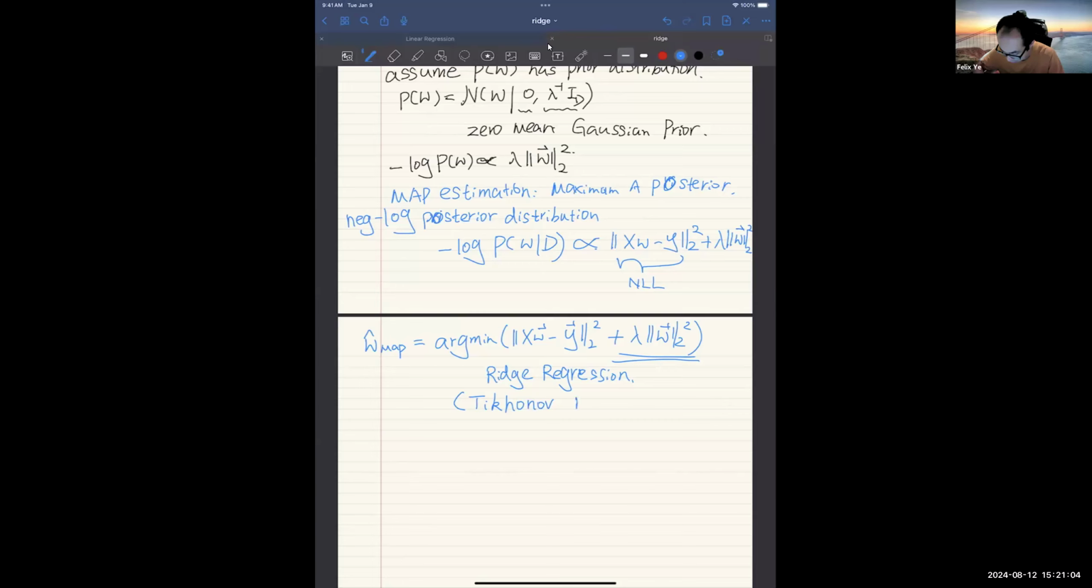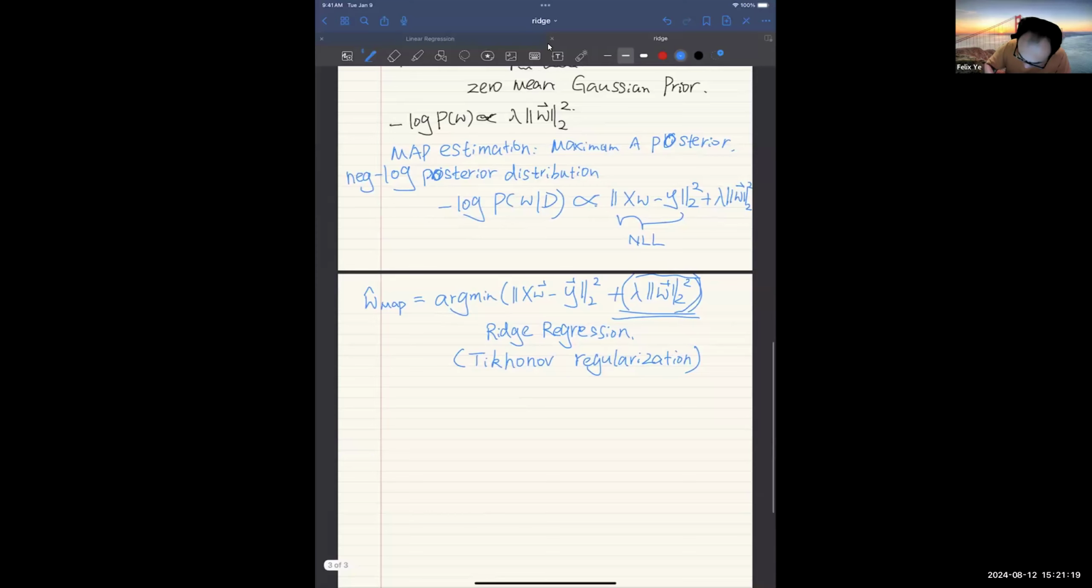And the regularization. So this term is called Tikhonov regularization. And in general, we assume this lambda is bigger than 0, and it is our penalty parameter. So it's a penalty on the parameters.